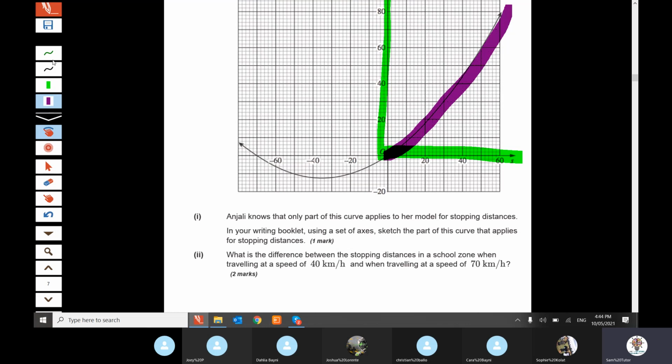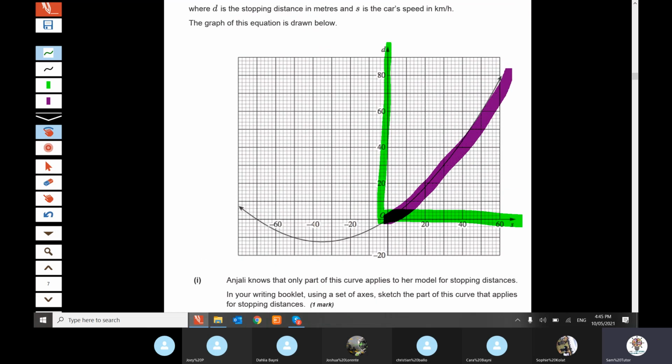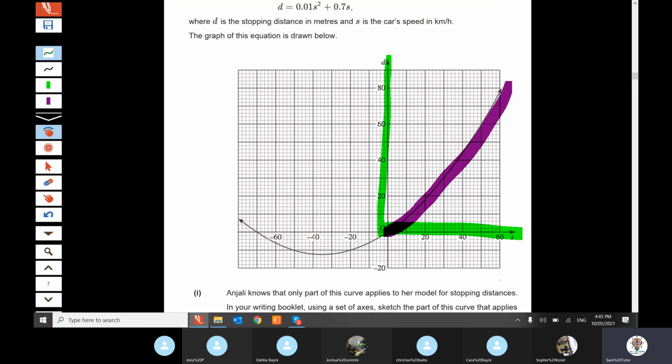1 mark, 2 marks. What is the difference between the stopping distances in a school zone when traveling at 40 kilometers an hour and when traveling at 70 kilometers an hour? All right, there's 2 ways to do this. Give me the 2 ways. Both ways would be fine.